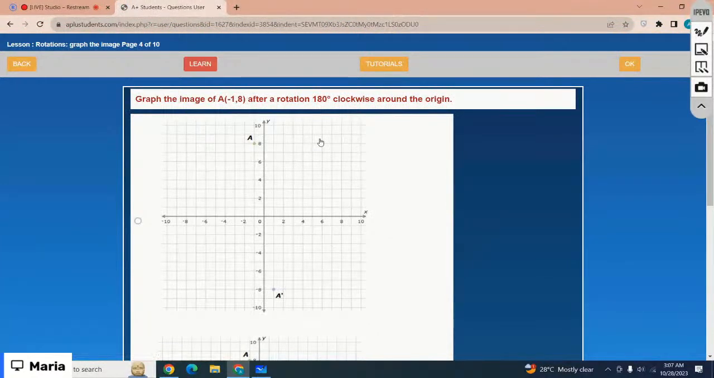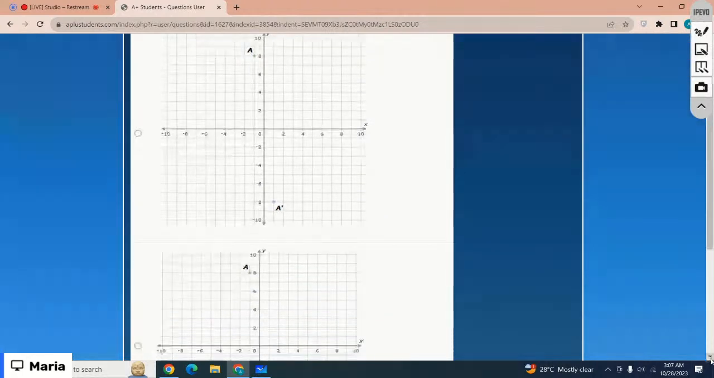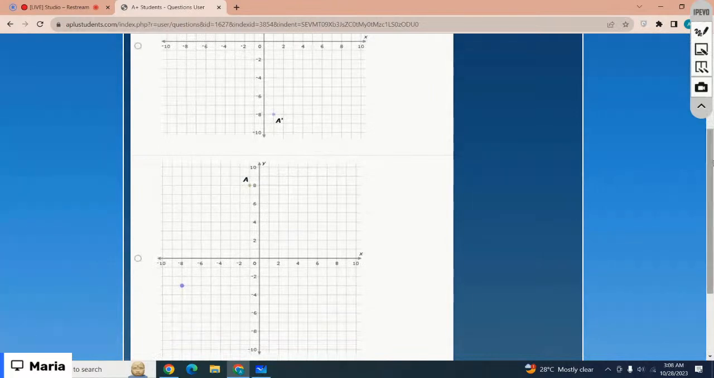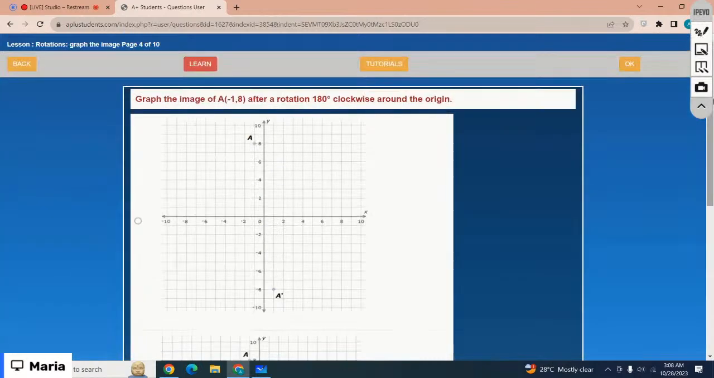Graph the image of A(-1, 8) after a rotation of 180 degrees clockwise around the origin. 180 degrees clockwise. That is option number 1 because you have to move 180 degrees, so from here to here. Yes, option 1 is the correct option.